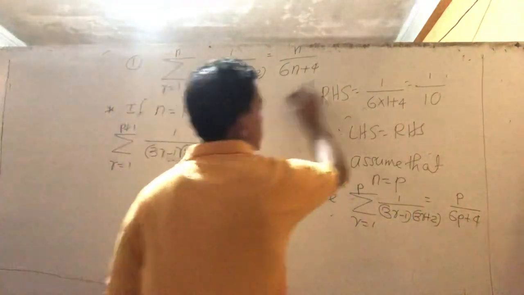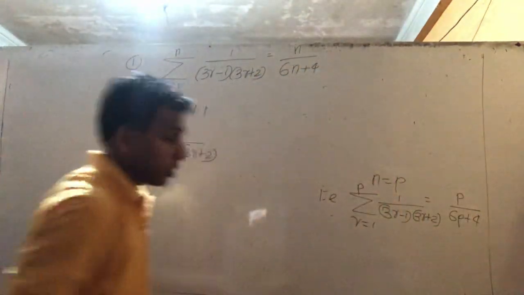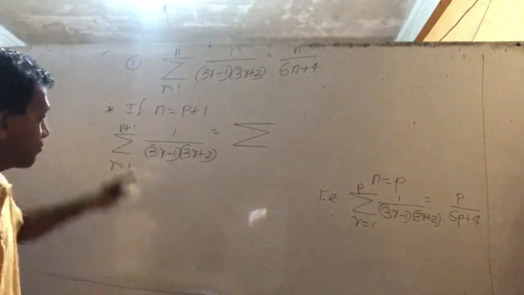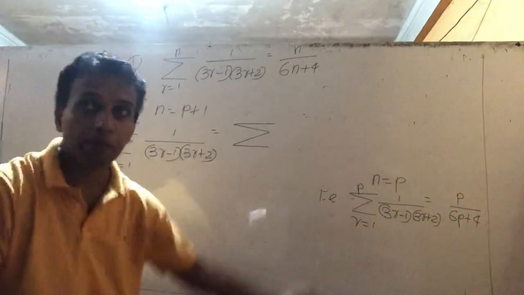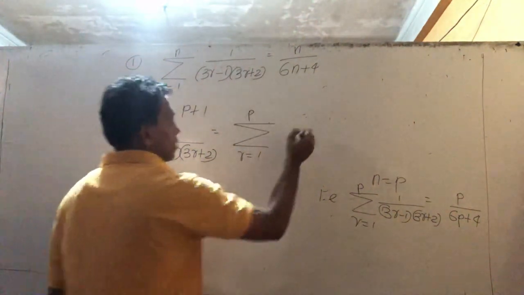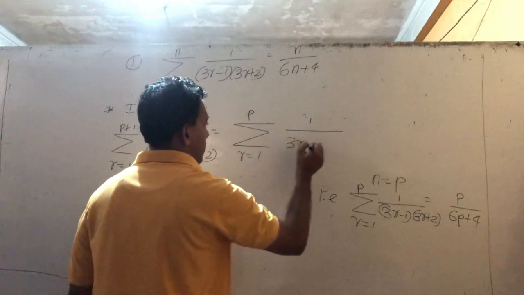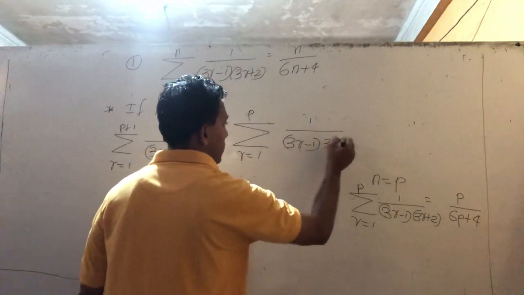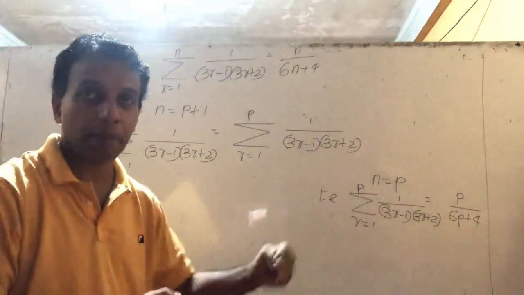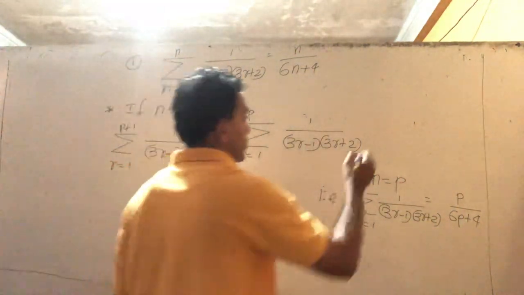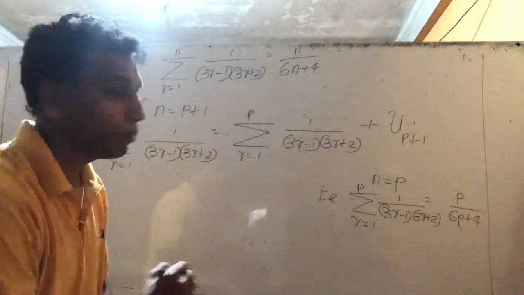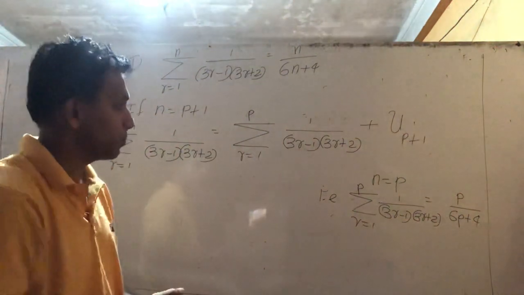Like that I can show this sigma in two parts. I add from 1 to p separately and then the p plus 1th term. Sigma r equal 1 to p of 1 over (3r minus 1) into (3r plus 2), this is the sum of p terms, plus the p plus 1th term. I write u sub p plus 1, that is the p plus 1th term, u means term, or you can write t also.